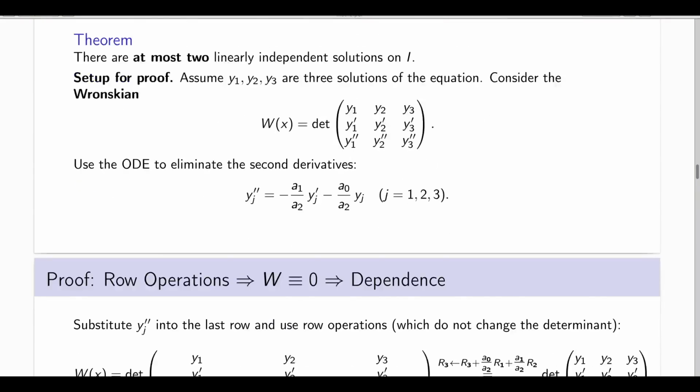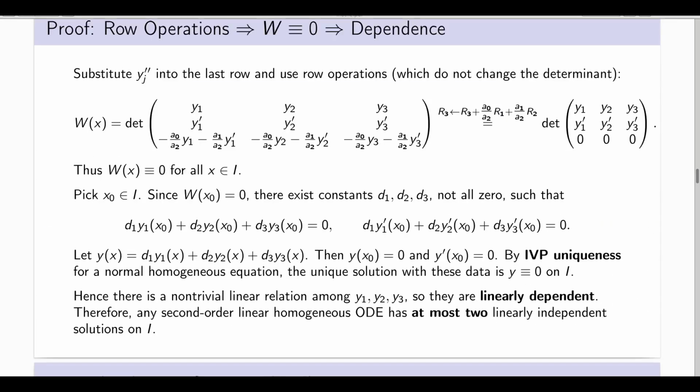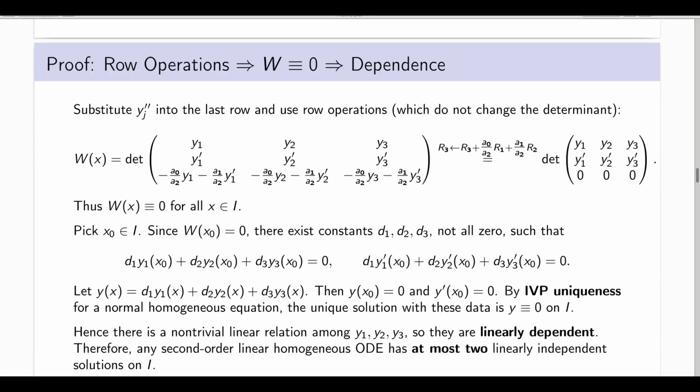When we substitute these expressions into the last row of the determinant and then perform the standard row operations, which do not change the value of the determinant, the third row becomes all zeros. This means the Wronskian w of x is identically 0 everywhere on the interval. So, at any point x0, the functions satisfy a non-trivial linear relation. There exist constants d1, d2, and d3, not all 0, such that both d1y1 plus d2y2 plus d3y3 equals 0, and d1y1 prime plus d2y2 prime plus d3y3 prime equals 0.